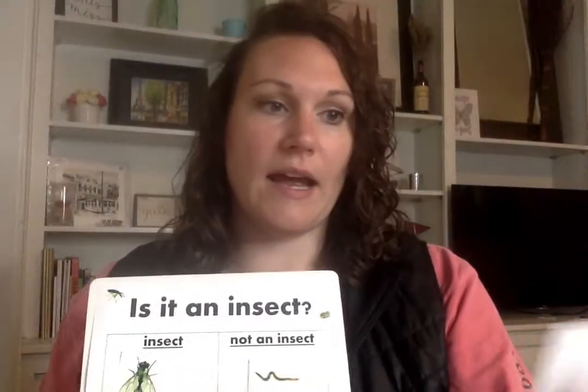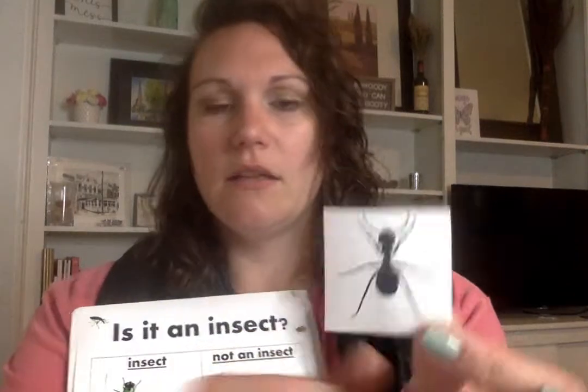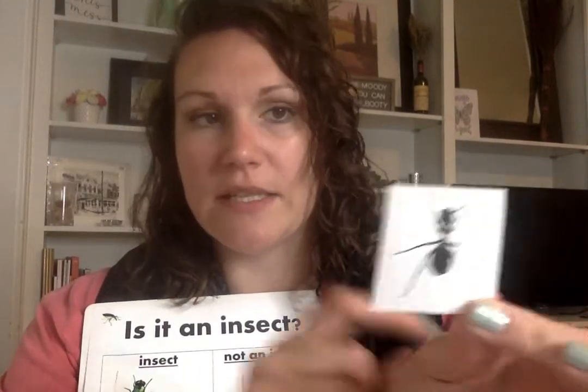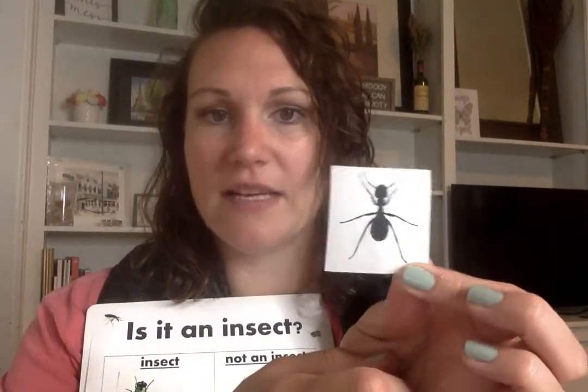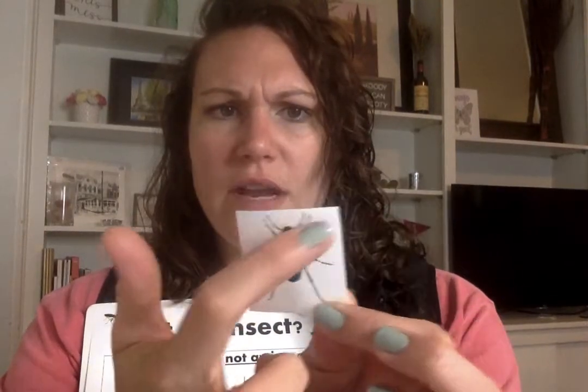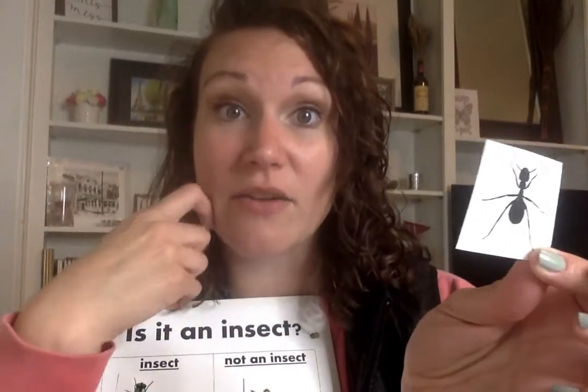And the last thing I have is an ant. Look at that ant. He's super easy to see his body parts. He has a head, a thorax, and an abdomen. He has 1, 2, 3, 4, 5, 6 legs and 2 antennas. So he is an insect.